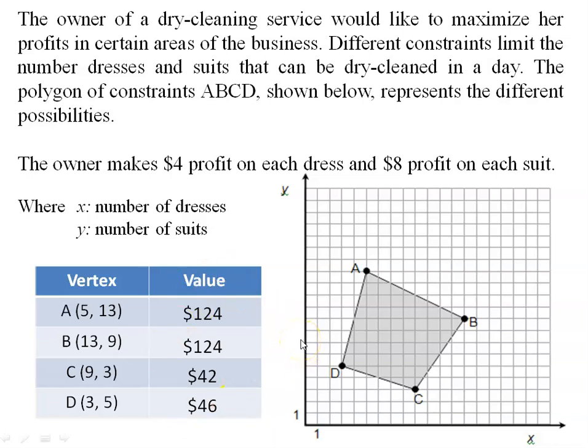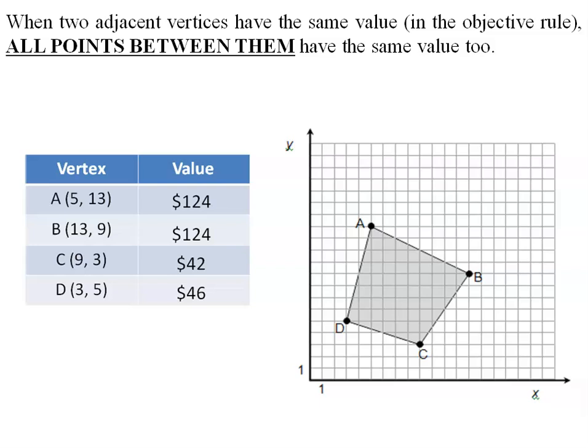But what makes this a trick question is that some questions won't ask, what is the max profit? They could ask a question like, how many points optimize or maximize the profit, or which points maximize the profit. So I'll show you how we deal with that. And the way we deal with that is based on this theorem. It's that when two adjacent, that means touching, vertices have the same value in the objective rule, all the points between them have the same value too.